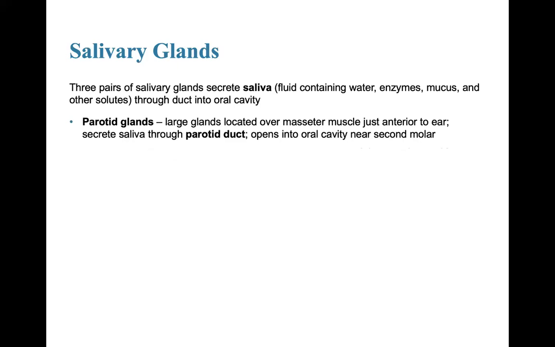Your salivary glands in the oral cavity, there are 3 pairs which are going to end up secreting saliva. This is a water-like fluid that contains enzymes, mucus, solutes, and like I said, it's primarily water. And the saliva will get secreted through a duct into the oral cavity. The parotid glands, these are large glands located over the masseter muscle just anterior to the ear. And they secrete saliva through the parotid duct, which opens into the oral cavity near the second molar.